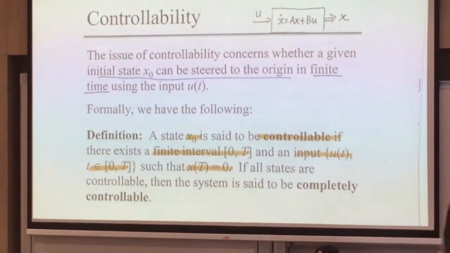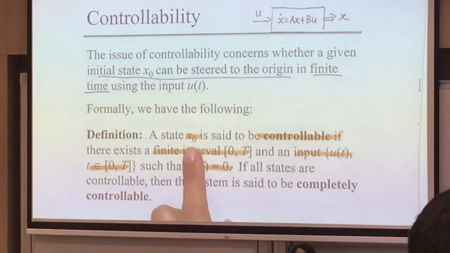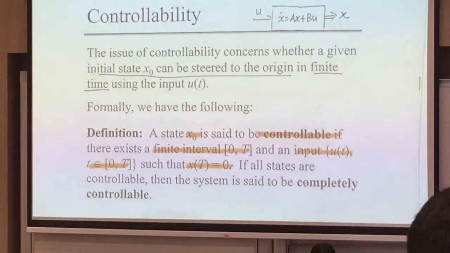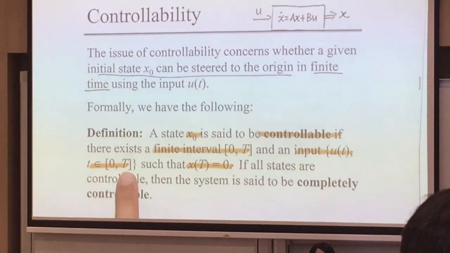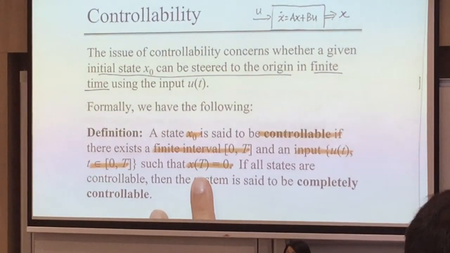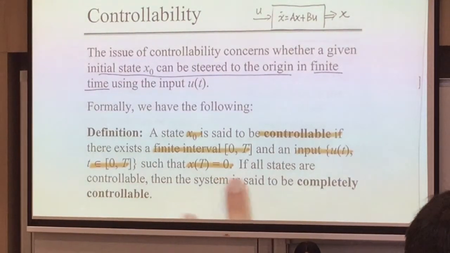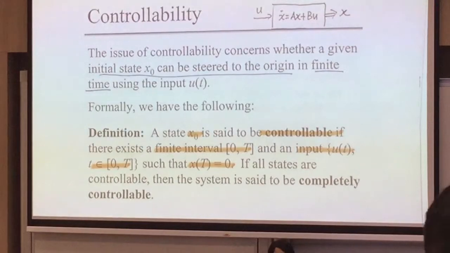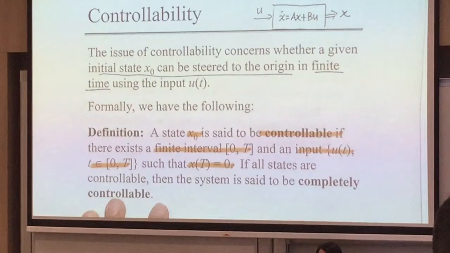If you want to get full marks for the definition of controllability, the state x0 is said to be controllable if there exists a finite time interval 0 to T and a certain input u over that interval such that x(T), the state at the end of the time interval T, is 0, the origin. If all the states x1, x2, x3 are all controllable, then the system is said to be completely controllable.